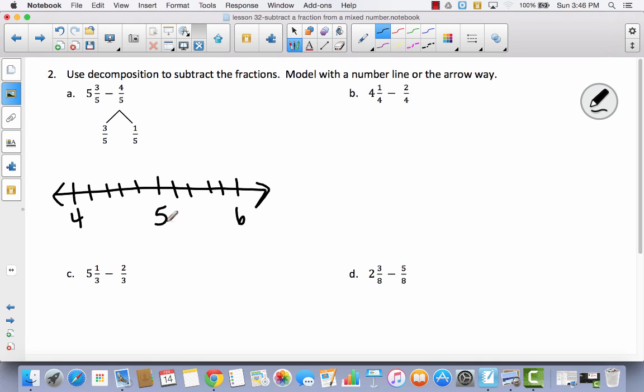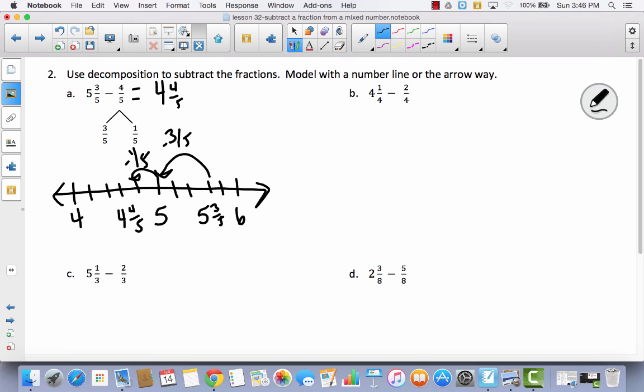All right, now, so I'm going to go to 5 and 3/5. So here's 5, and I've got 5 and 1/5, 5 and 2/5. Here's 5 and 3/5. So I'm going to begin by taking away 3/5 because that's going to take me right to the next whole number, which is 5. And then I'm going to take away one more fifth, and let's see where that puts me. I'm at 4, 4 and 1/5, 4 and 2/5, 4 and 3/5, 4 and 4/5. So 5 and 3/5 minus 4/5 equals 4 and 4/5.